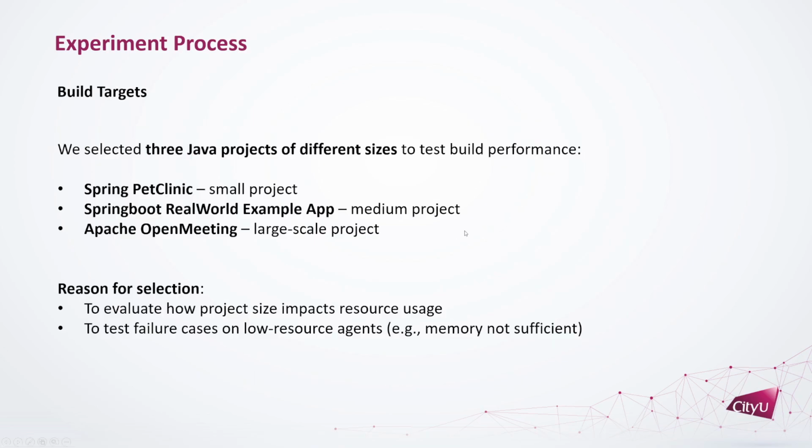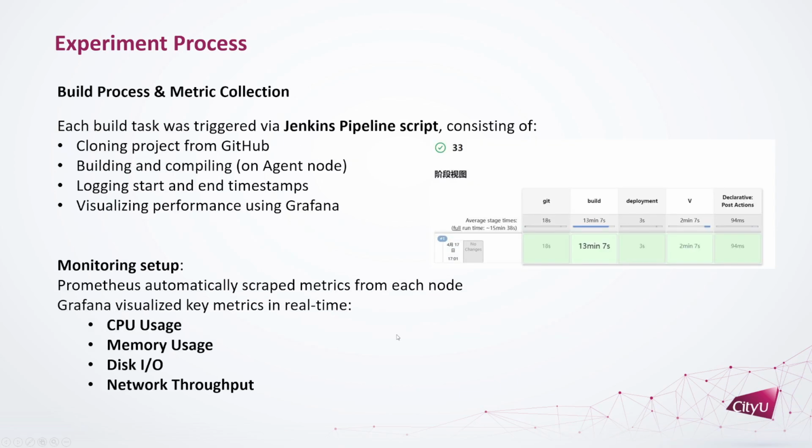For our build targets, we chose 3 Java projects of different sizes to test the build performance. The small one is Spring Picnic, the medium one is Spring Boot Real World Example Apex, and the large project is Apache OpenMeetings. The reason is to evaluate how project size impacts resource usage and to test the failure cases on low resource agents.